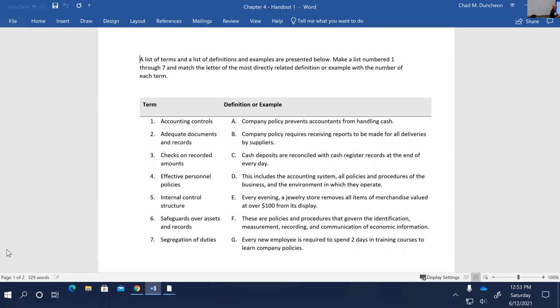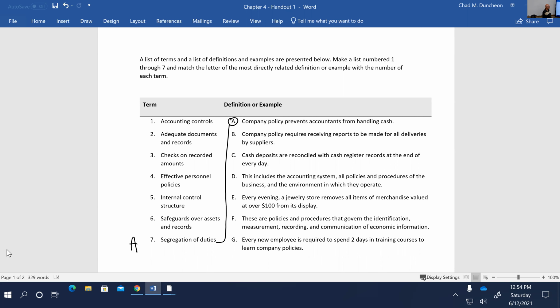Okay. So first, a company policy that prevents accountants from handling cash. Is that a good idea? For accountants, you want to control your books. You don't want them to also have physical control of the stuff. That to me sounds like a segregation of duties. Seven was A.